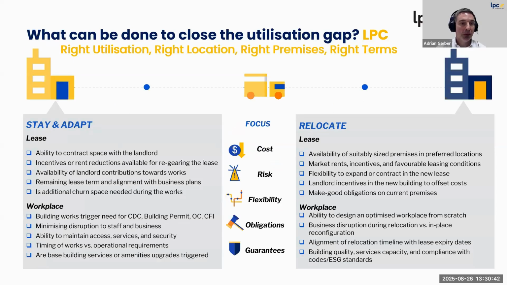Next slide, please. So when utilisation is low or inconsistent with business needs, the next big question for any organisation is whether to stay in the current premises or move to new ones. Both scenarios come with pros and cons, and we approach them with the same disciplined framework, reviewing lease factors, workplace needs, and business priorities, while always focusing on the five core considerations in the middle of the two diagrams: cost, risk, flexibility, obligations, and guarantees.